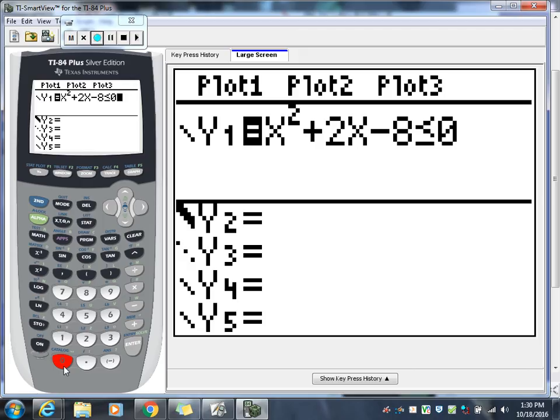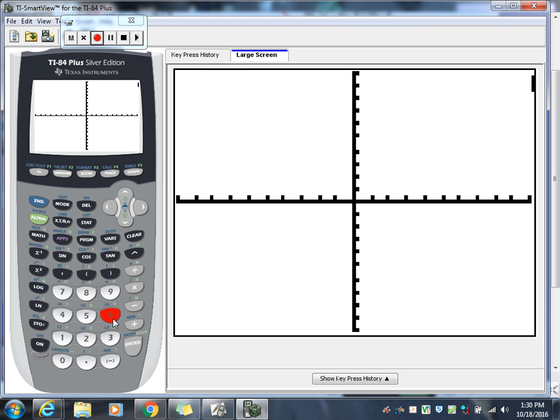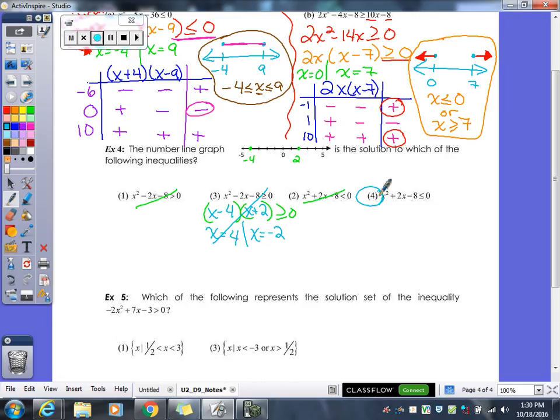So now we did mess around with the window for that other problem. So you want to hit zoom 6, and that gives you the normal 10 by 10 grid. And then you can see our shading goes from where? Negative 4 to positive 2. Now the reason why I didn't show you that up above is because if you have to solve it algebraically, you got to remember to show us the work. The calculator is just for your check later on.